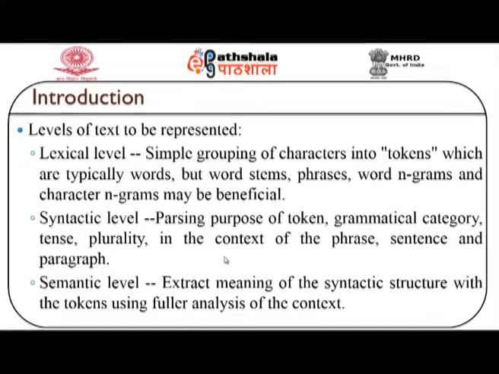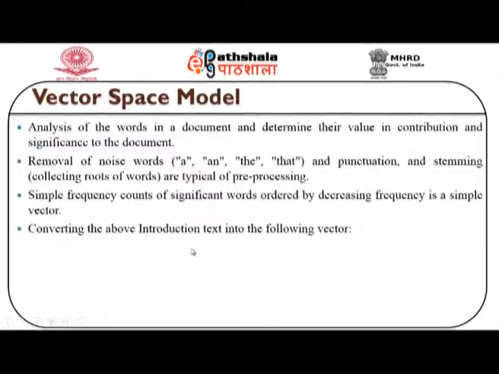The third level of approach to the text is the semantic level approach, where we try to extract the meaning of the syntactic structure with respect to the tokens using fuller analysis of the context as such. So, the meaningful information that is present inside the text is considered in the case of the semantic level approach to the text. So, these are various levels of text that are supposed to be represented in a graphical format in a document visualization.